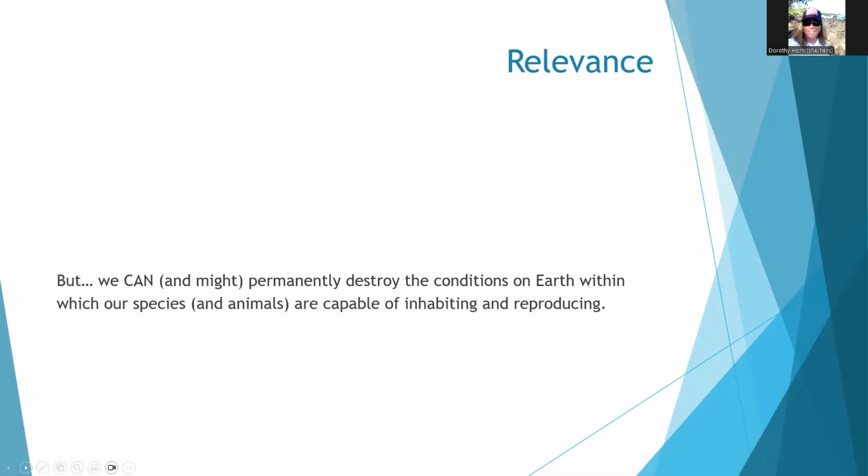So what's the relevance of all of this? If we don't take care of everything, we're not gonna be able to live here anymore. So, Earth can't just redo itself. We only get one Earth, so we have to take care of it.